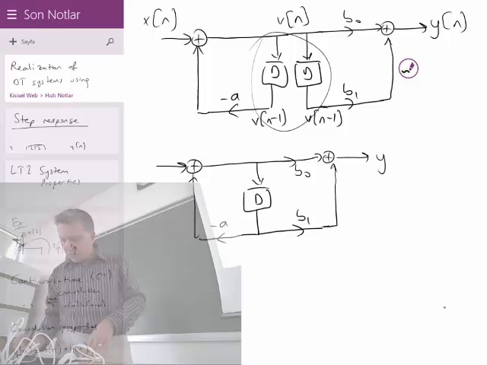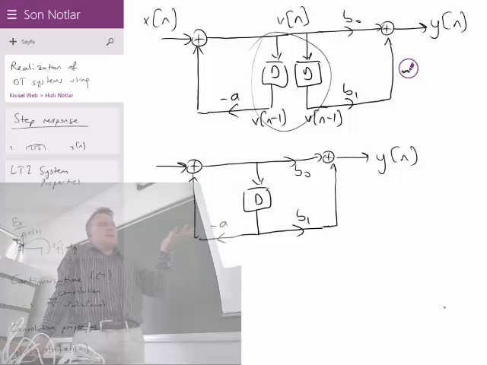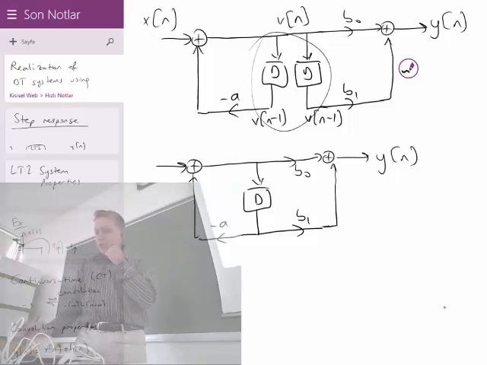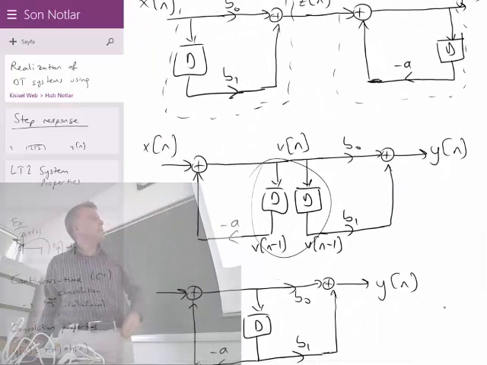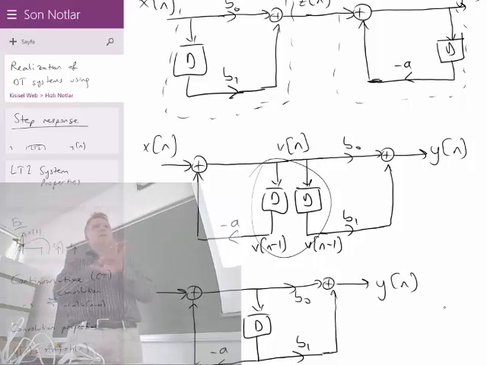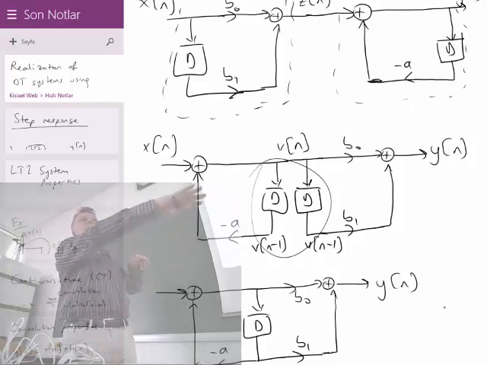And the output is y of n. Strangely, this simple thing with a single delay element only is equivalent to the top one. Just by interchanging places, I share one delay component to perform a delay operation on an intermediate signal, and the output is going both to the left-hand side as a feedback and to the right-hand side as a feed forward. But they are the same.